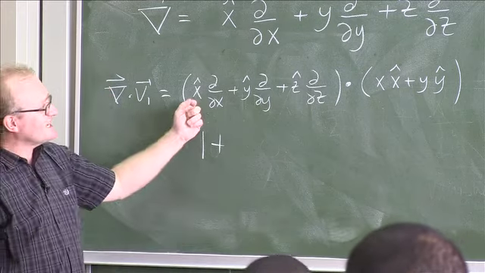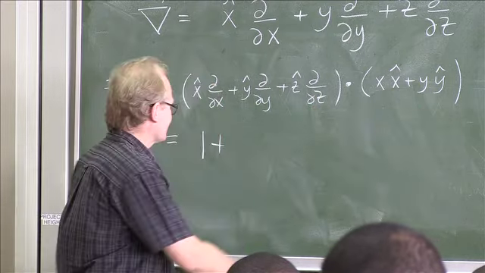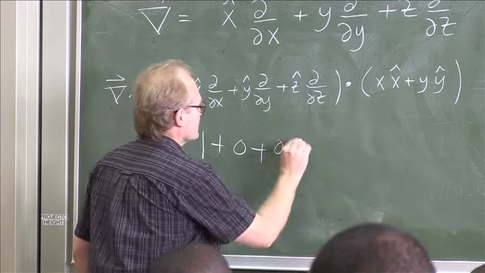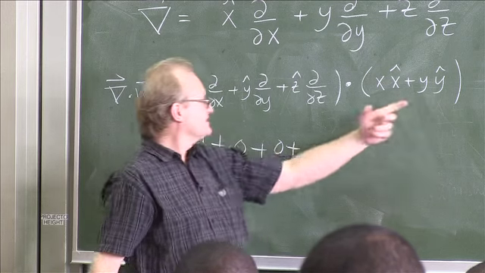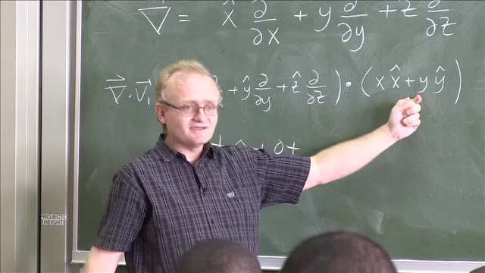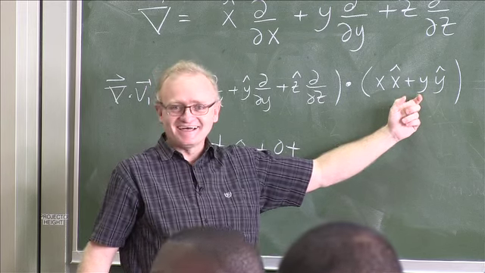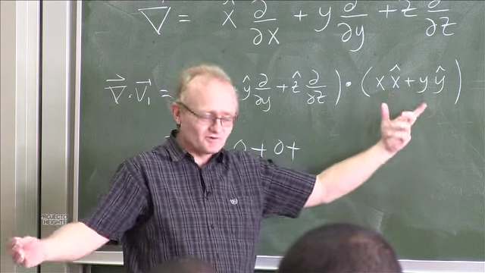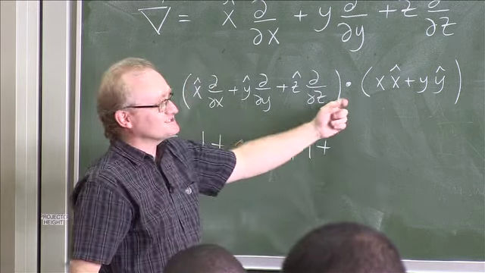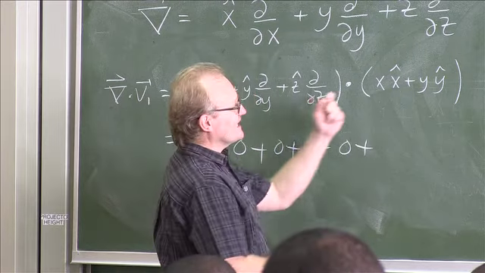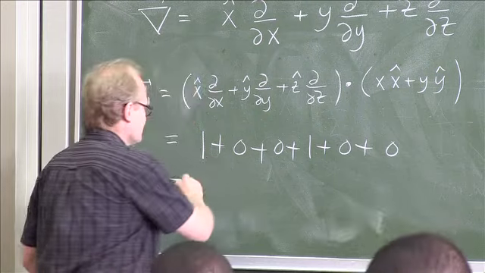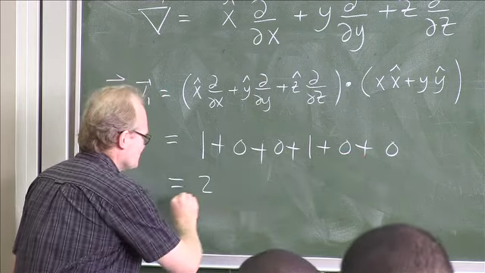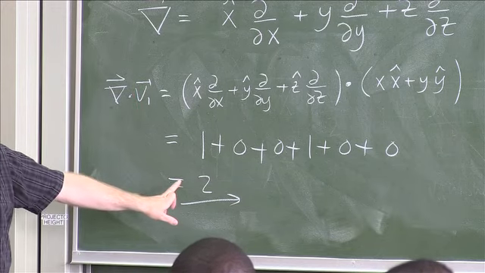Plus x hat dot y hat. Plus y hat dot x hat, plus y hat dot y hat d by dy times y. Don't be too eager. 1 times 1, plus z hat dot x hat, z hat dot y hat. 1 plus 0 plus 0 plus 1 plus 0 plus 0. Great. 2. So that's what we got. The divergence of this field is 2.